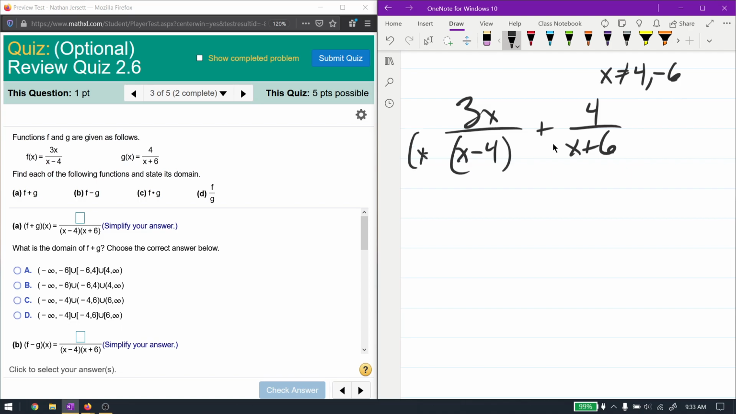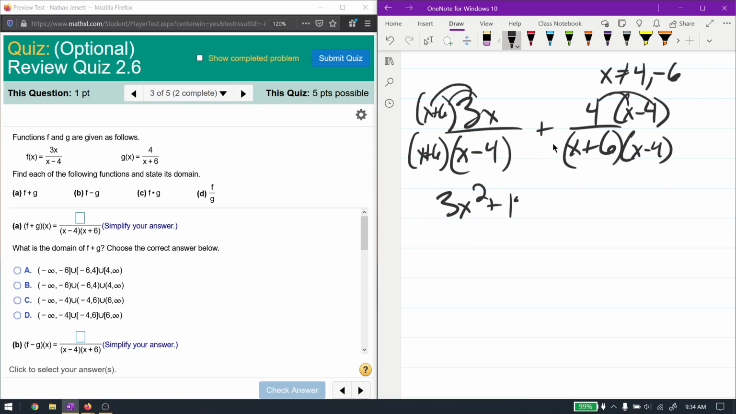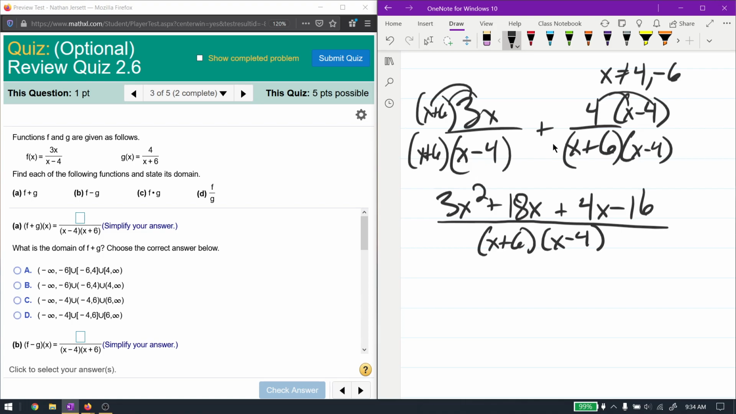In other words, multiply by x plus 6, multiply by x minus 4. Okay. Distribute the 3x into there, distribute the 4. Add the numerators together, we get 3x squared plus 18x plus 4x minus 16. This is all over one denominator of x plus 6, x minus 4. Combine like terms, we get 3x squared plus 22x minus 16.